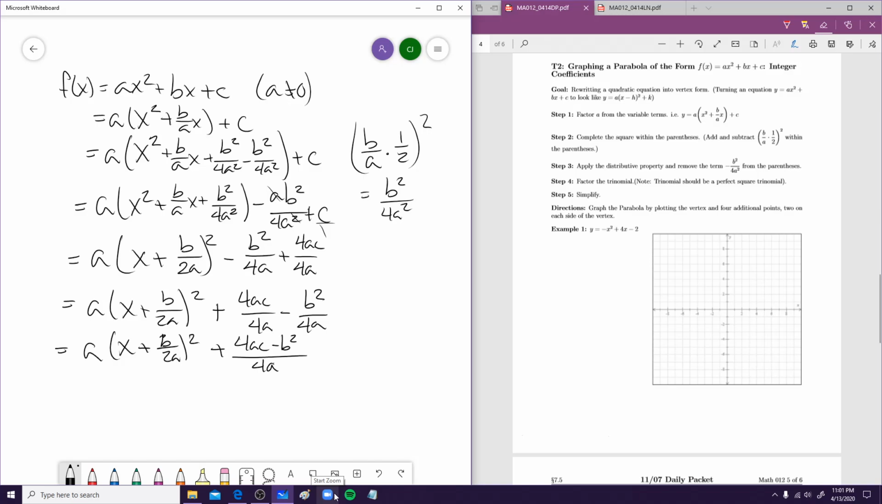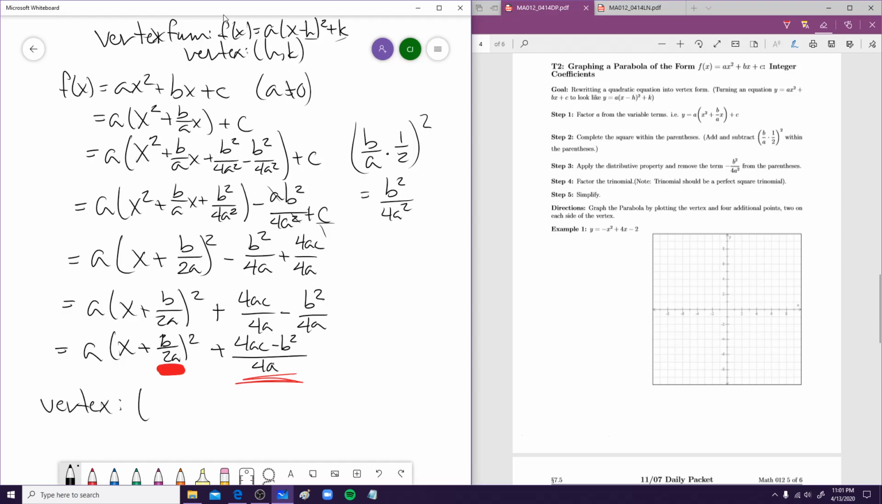And what do we know about vertex form? For vertex form, it is f of x is equal to a times x minus h quantity squared plus k, and then our vertex is (h, k). So it's this and this. So looking at here, this is h, oh that is super big, and this is k. So what is my vertex? My vertex is b over 2a, and this is 4ac minus b squared over 4a.